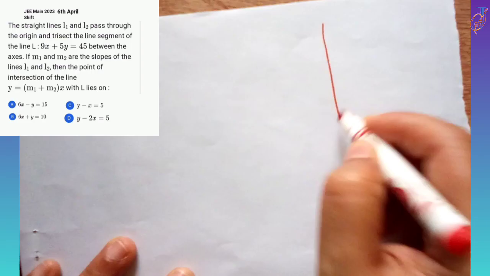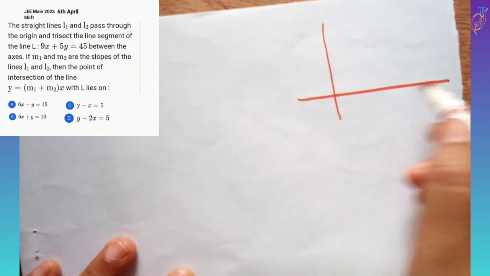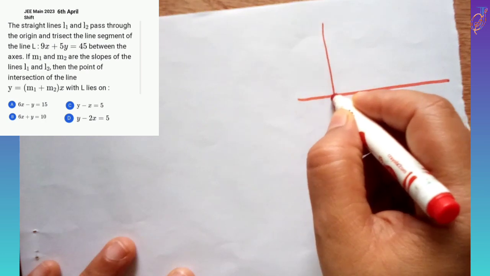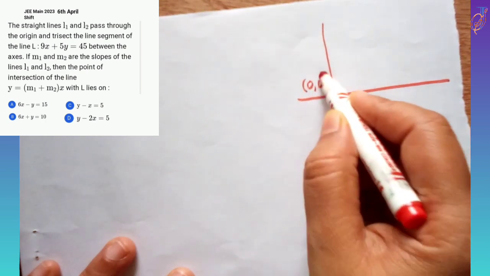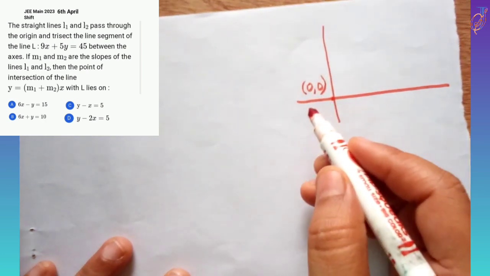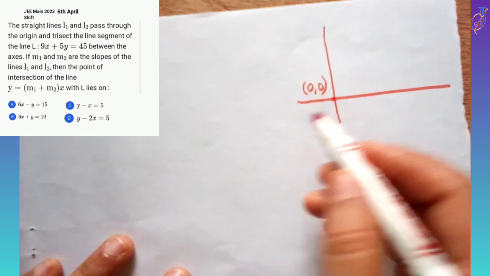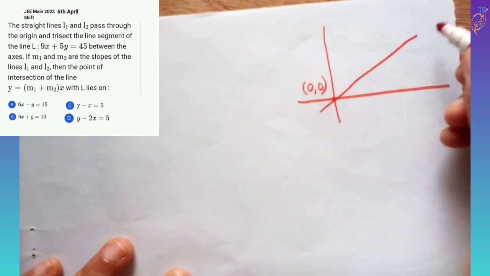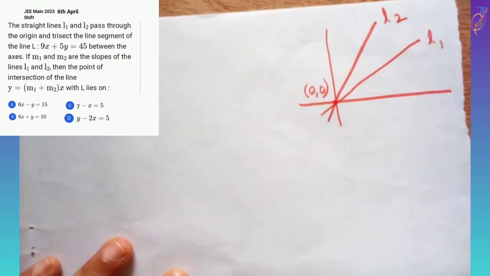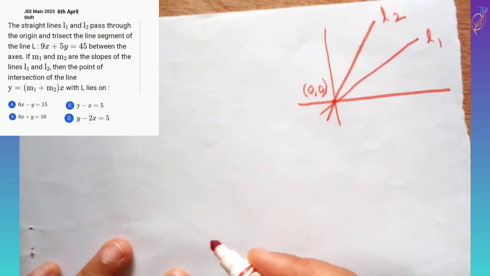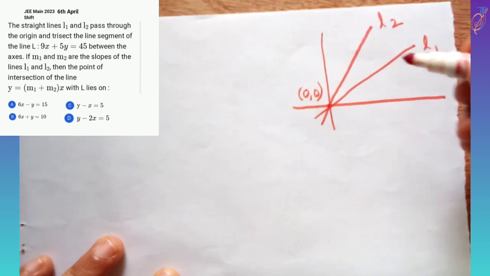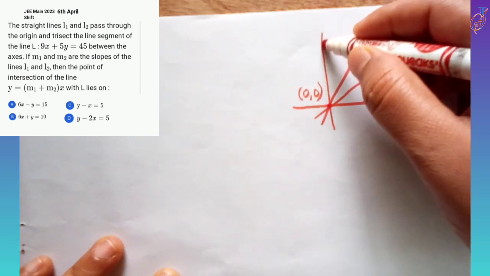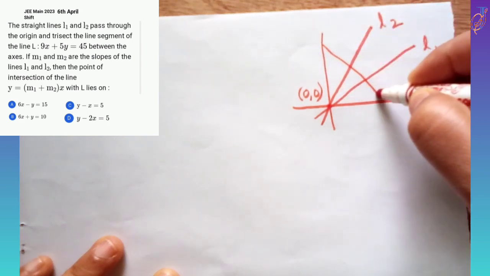Take the x-axis and y-axis. So this is the origin (0, 0). What they said is that the straight lines L1 and L2 pass through the origin. This is L1, this is L2. And they also said that they trisect the line segment of the line. One line is trisecting. That means if you draw a line, this is the line.